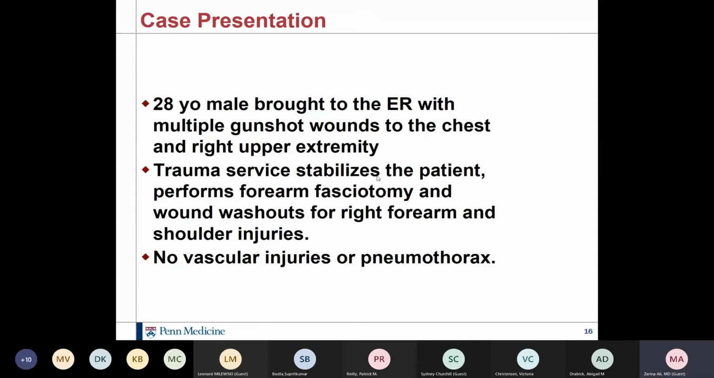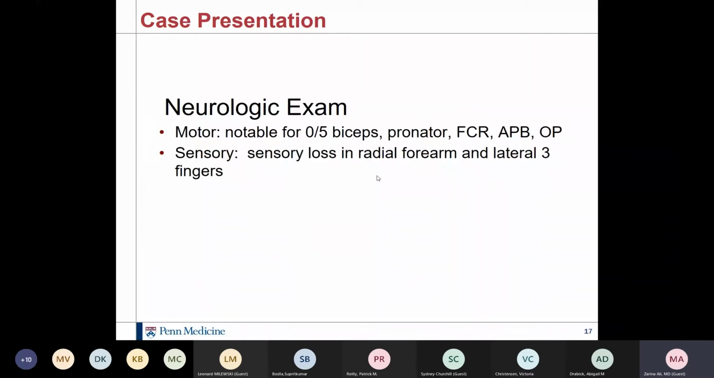So this is another example of a 28-year-old male who came in with multiple gunshot wounds. Often these patients have multiple other injuries that you can see in this gentleman. Ultimately, he was noted to have weakness, specifically in his biceps, pronator, FCR, APB, and opponens. And so again, we're thinking about where along the pathway of the plexus this patient could be having an injury.